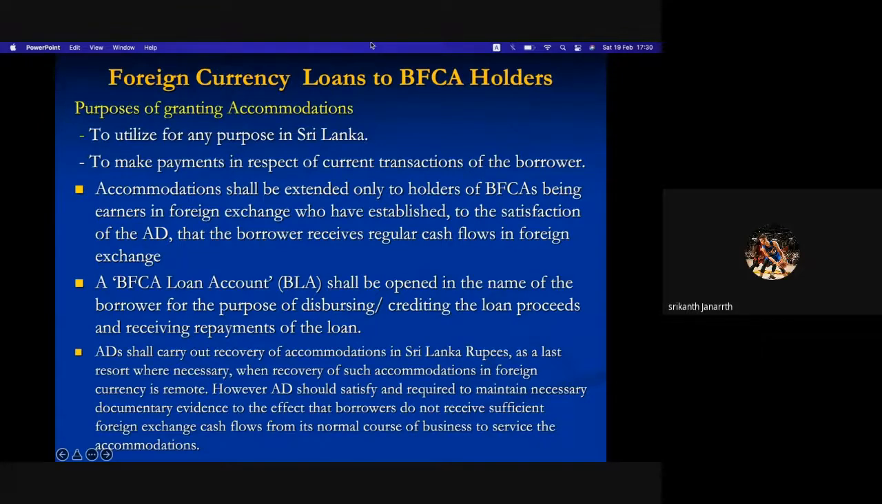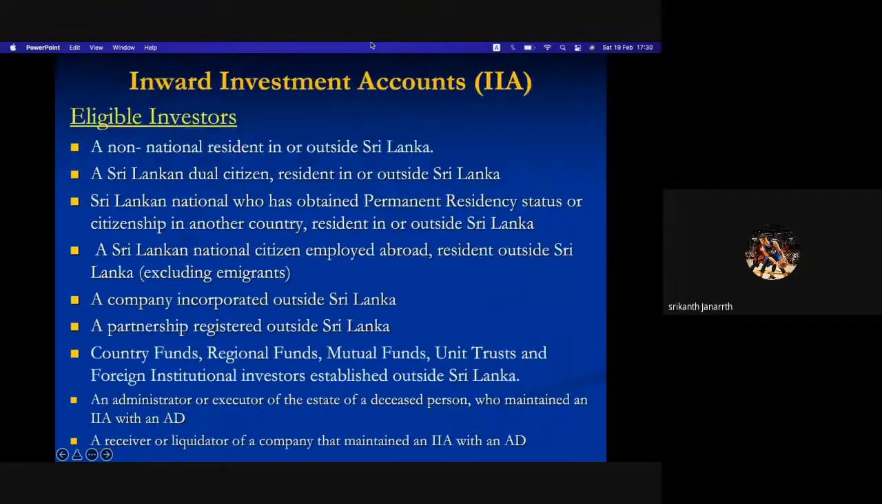But that requires the necessary document evidence that they have to show. Otherwise, the central bank will find fault with the authorized dealer. The bank has not done due diligence when granting loans. That is the accusation they can make on the bank. So the bank has to ensure that they have taken care of that accommodation, right?